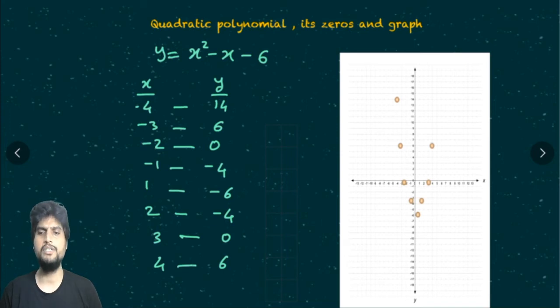So you continue this. If you join all such points, you will find a parabola. So a quadratic equation's graph is always a parabola.